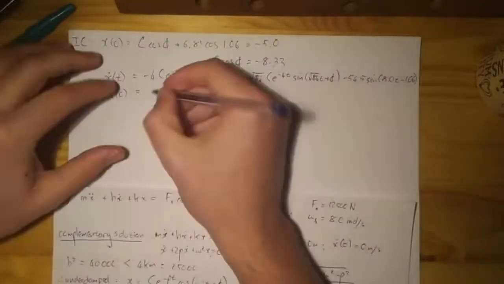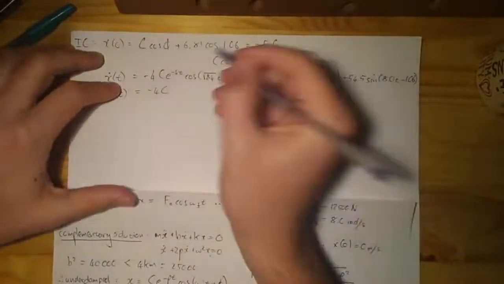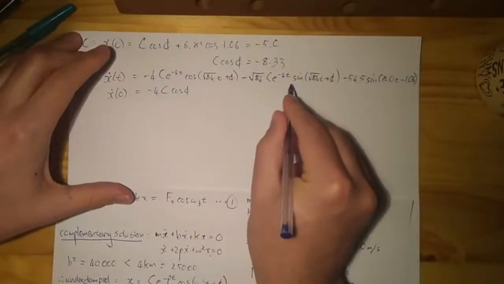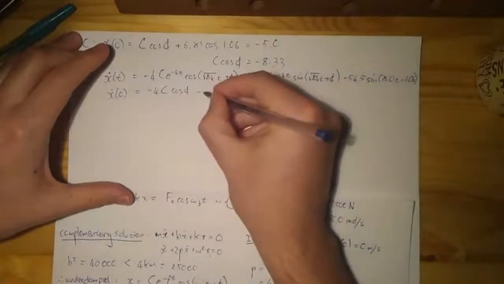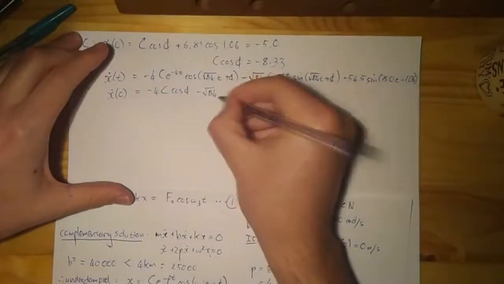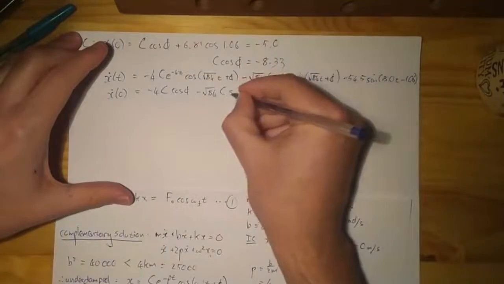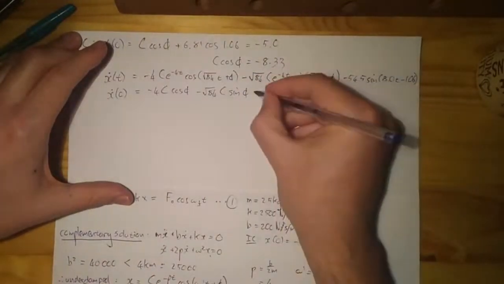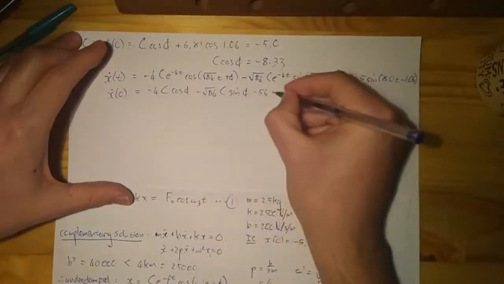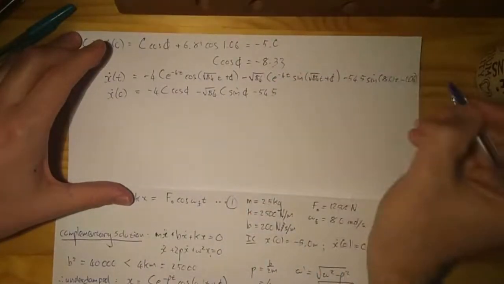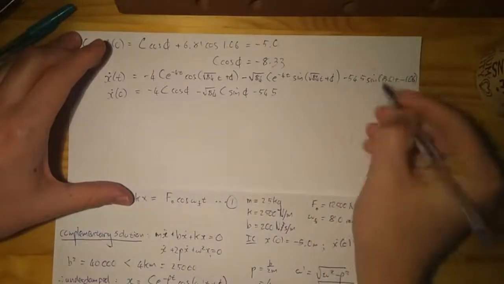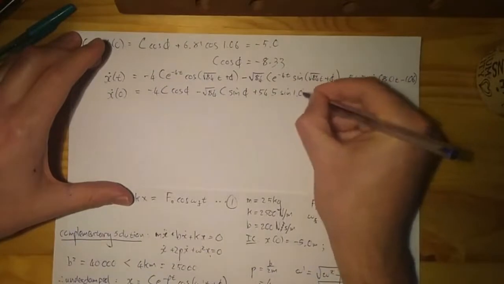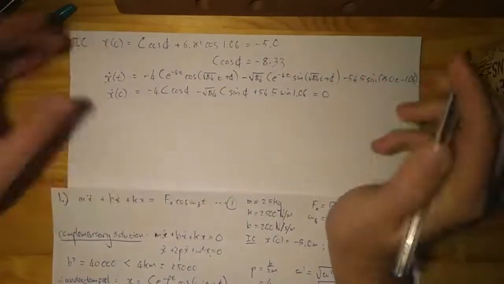So let's see what do we have here. So this is minus 4c cosine phi. That is minus square root 84c sine phi. What do we have here? Minus 54.5. Okay, sine of minus 0.106, so that will be minus sine, so that will be plus sine of 1.06, and this should be equal to 0.